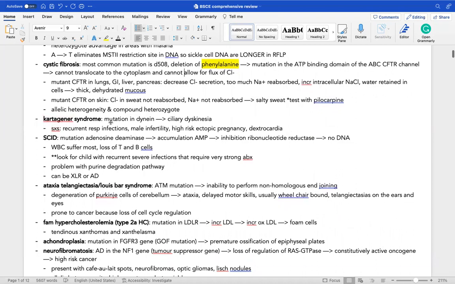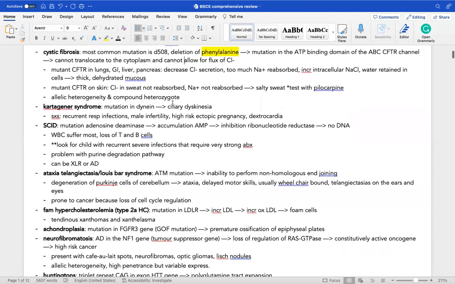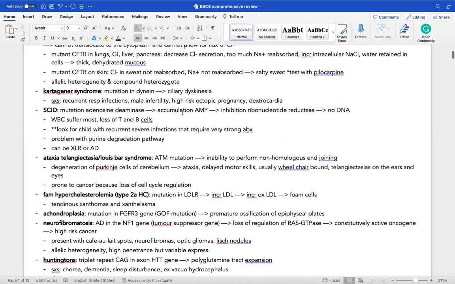Kartagener syndrome is a mutation in dynein. The cilia is abnormal. We can get recurrent respiratory infection, male infertility, high risk of ectopic pregnancy, and dextrocardia.